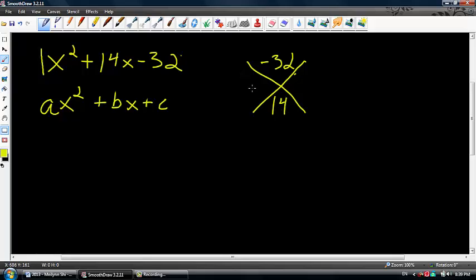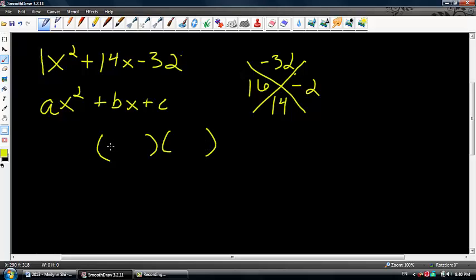And then what we have to figure out is what are two numbers that would multiply to negative 32 and add to positive 14, which in our case would be 16 and negative 2. Once we've got our diamond all filled out, math is pretty much completed, but now we want to write it in factored form. So we draw our two pairs of parentheses.